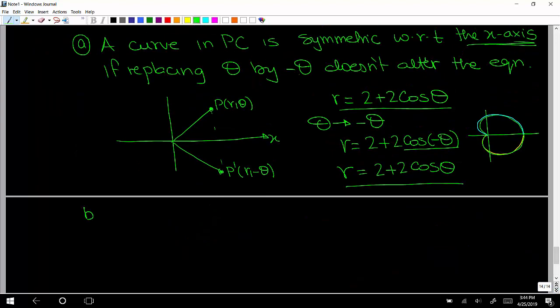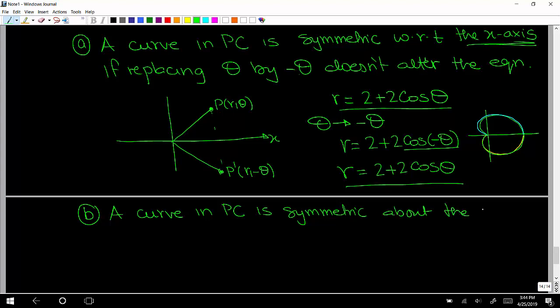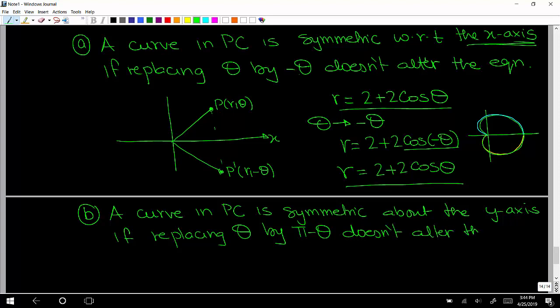So that's one way we can talk about symmetry. Another way we can talk about symmetry is this. We can say a curve in polar coordinates is symmetric about the y-axis if replacing theta by pi minus theta does not alter the equation.